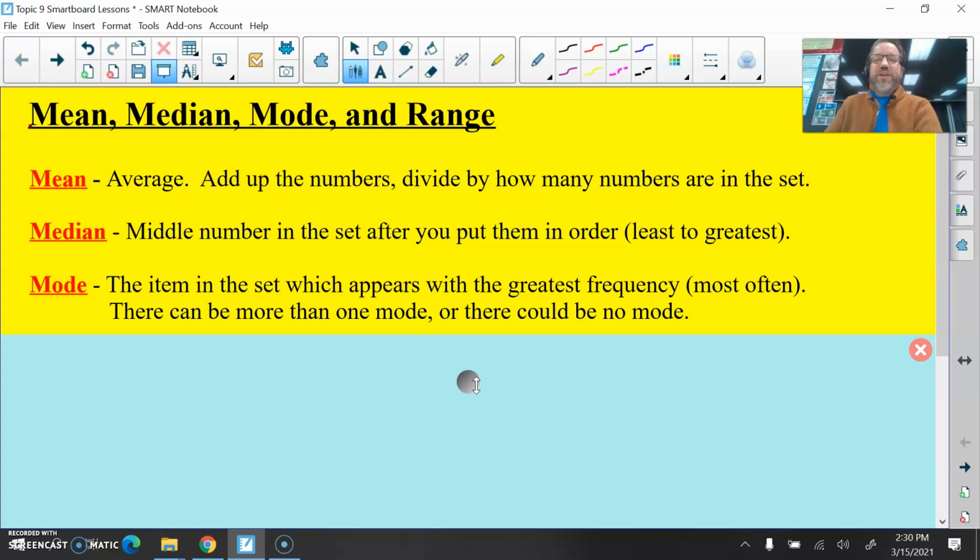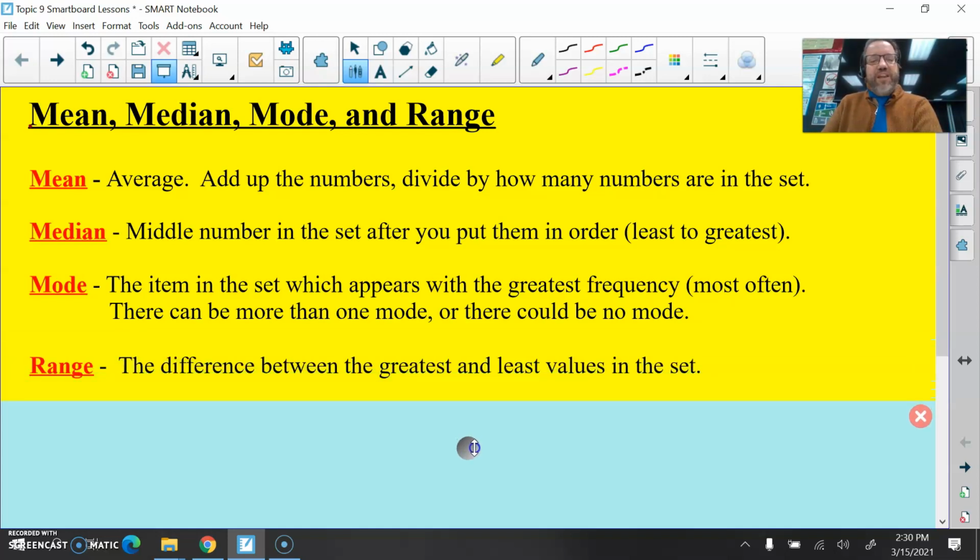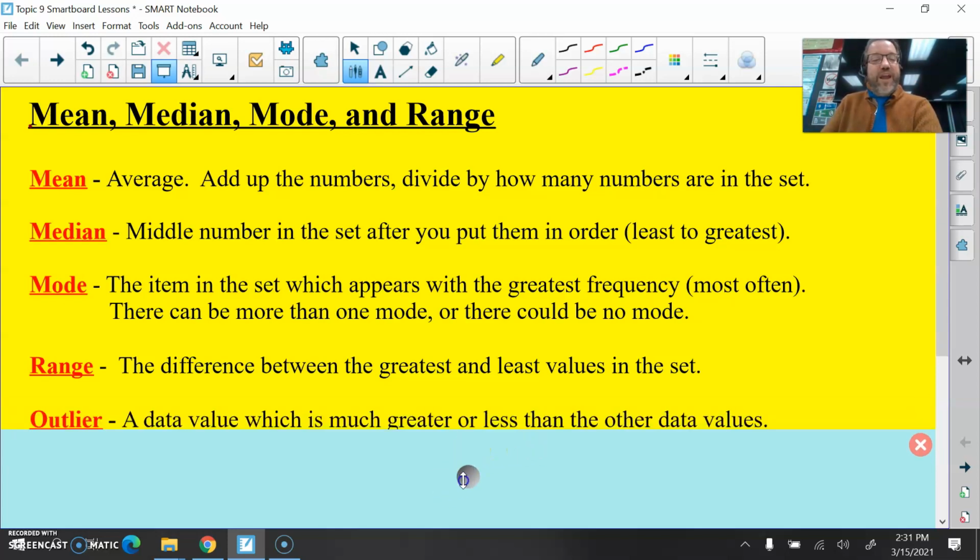So mode is the number that appears the most often in a data set. Next, we have range. The range is the difference between the greatest and the least values in the set. Take the high number, take the low number, subtract, and that difference between them is the range. You're looking for how far apart the low number and the high number are from each other in a data set. All right, and then we have what's called an outlier.